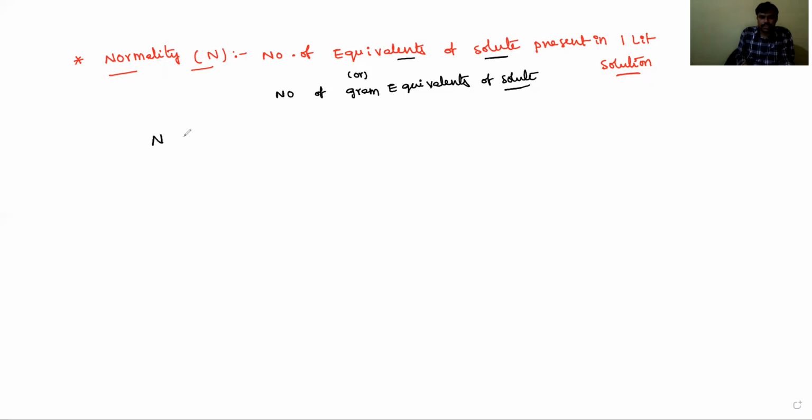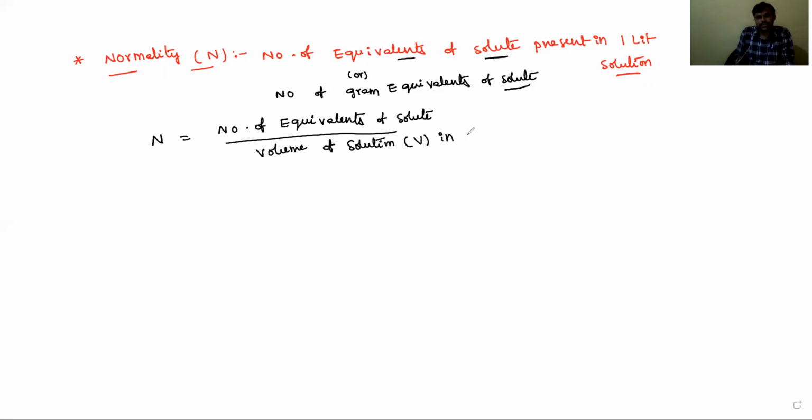That normality is equal to the number of equivalents of solute divided by the volume of solution, that is V in liters. So this normality is nothing but the number of equivalents formula.